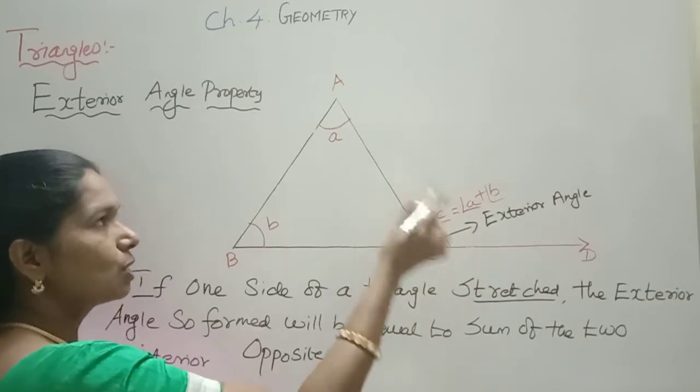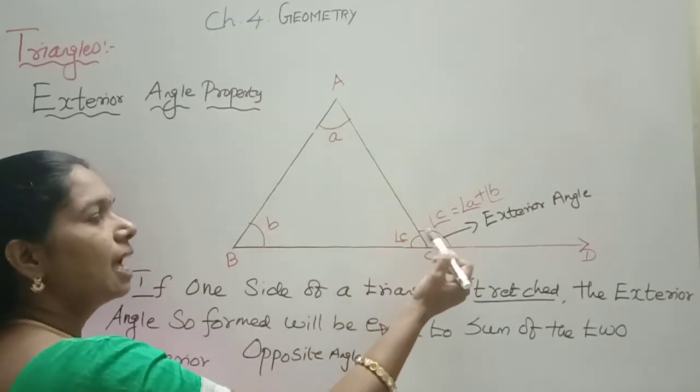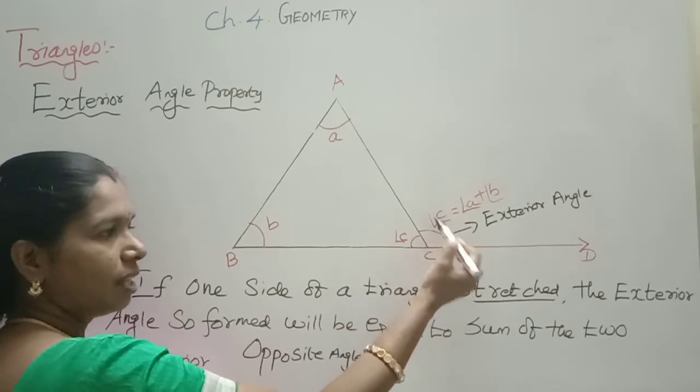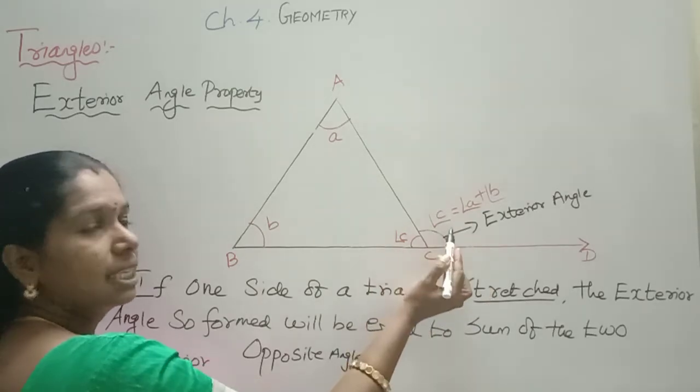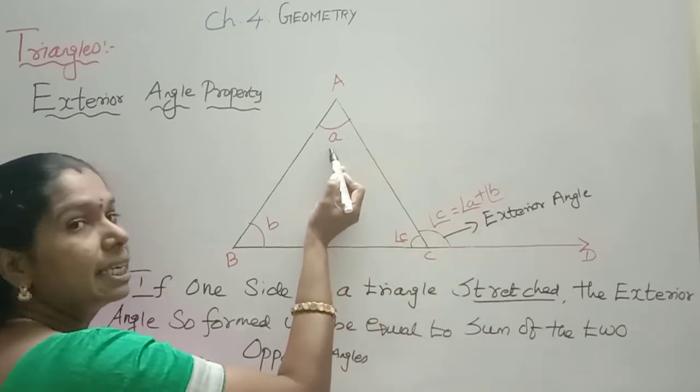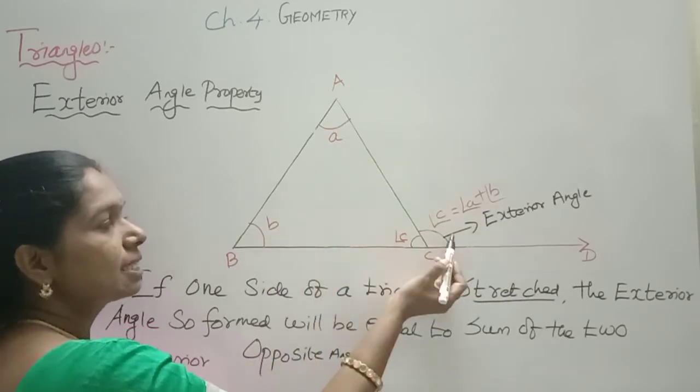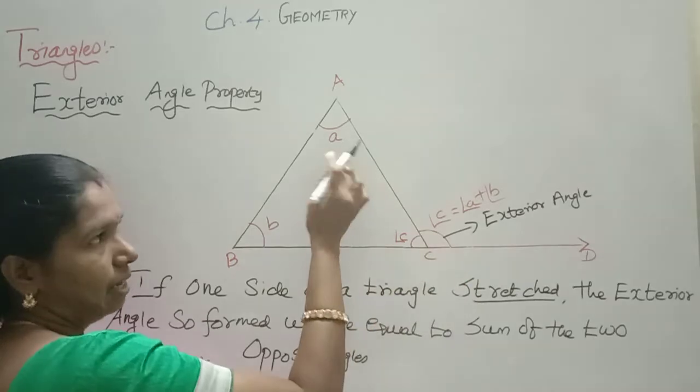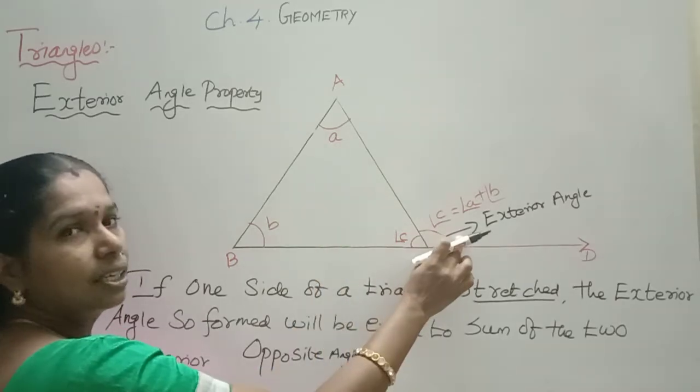The exterior angle is equal to the sum of two interior angles, that is, this angle C equals angle A plus angle B. Suppose this is 50 degrees and this is 80 degrees, then this angle will be equal to 50 plus 80, that is, 130 degrees.